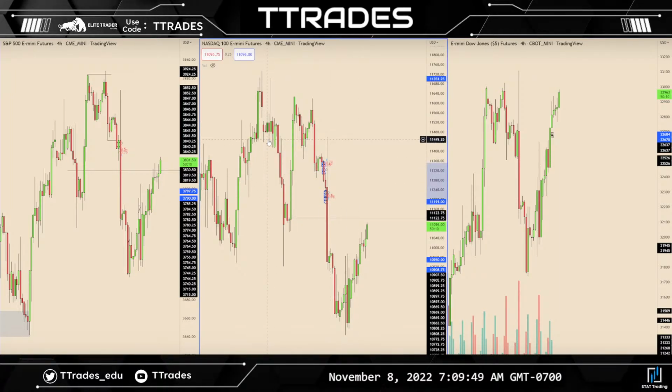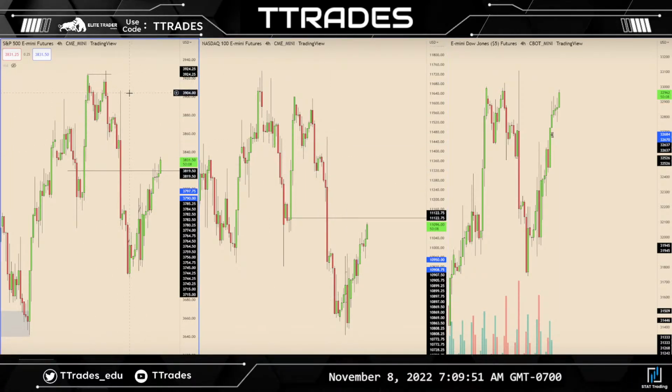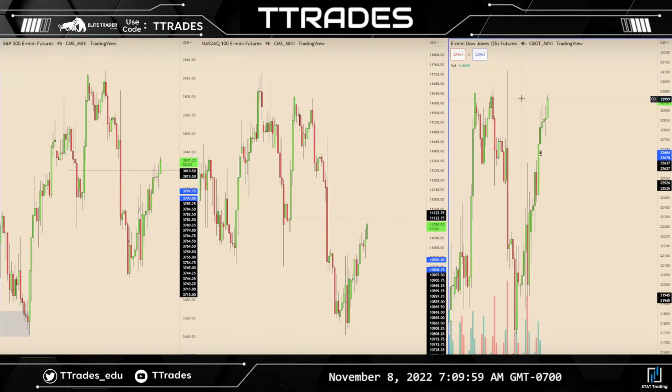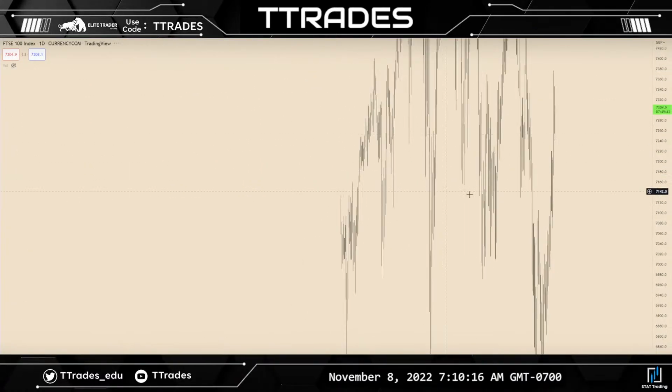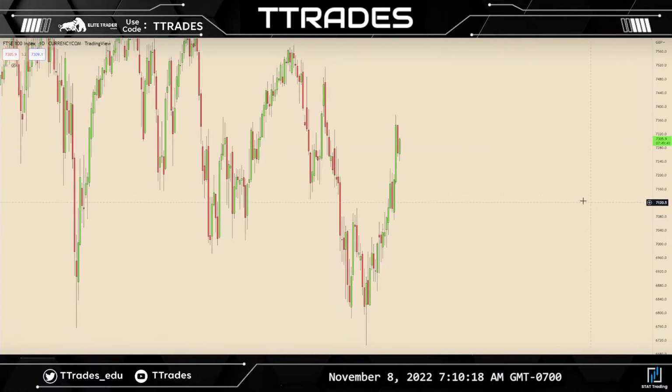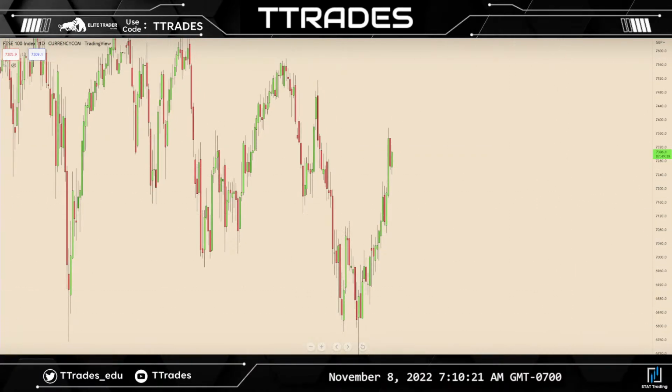Let me get rid of some of these. But you can see ES reaching for this order block. NASDAQ not even close. Dow's already reaching for the highs, right? So that's why I'm saying Dow's always out here wilding. UK 100. So many new tickers for me. Yeah, I think this will go higher.